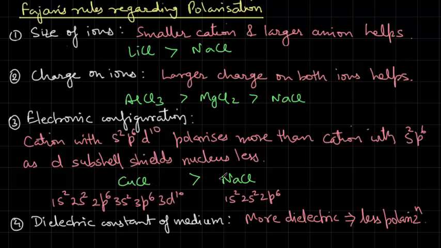So CuCl is more polarized than NaCl because this is the configuration of CuCl. These electrons do a poor job of shielding the nucleus. So the nucleus of copper has more charge than the nucleus of sodium, and because of the poor shielding, it has a more attractive power than sodium.